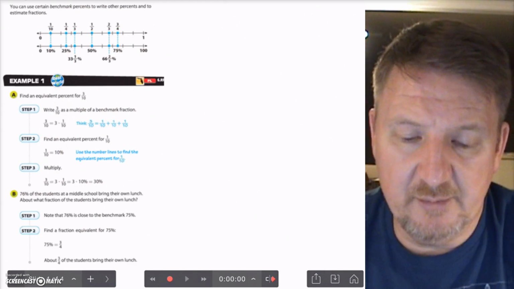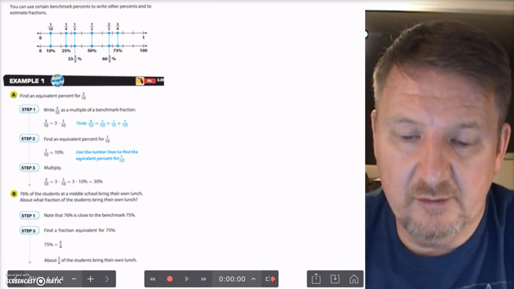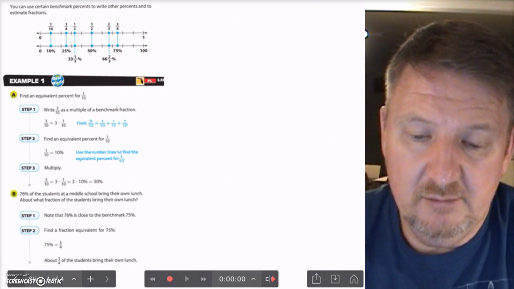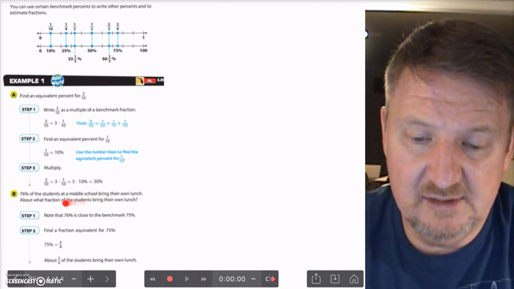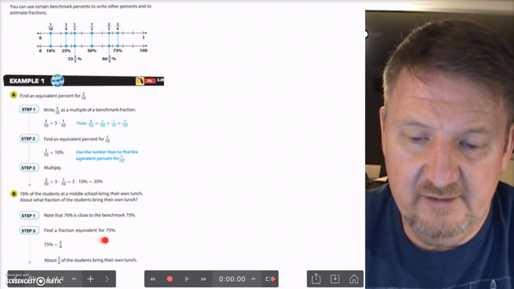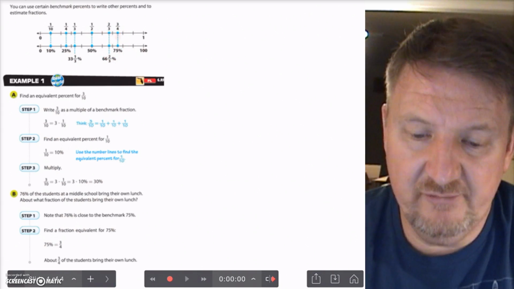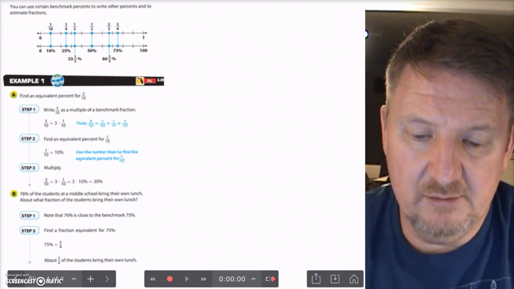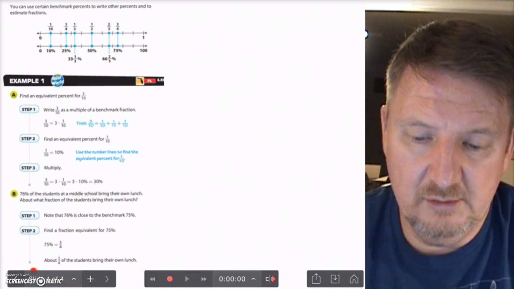So here's an actual example with some numbers. It says 76% of the students at a middle school bring their own lunch. About what fraction of the students bring their own lunch? Note that 76% is close to the benchmark of 75%. Since it said "about," we can estimate. Find the fraction equivalent for 75%. Well, 75% is the same as 3/4. So about 3/4 of the students bring their own lunch.